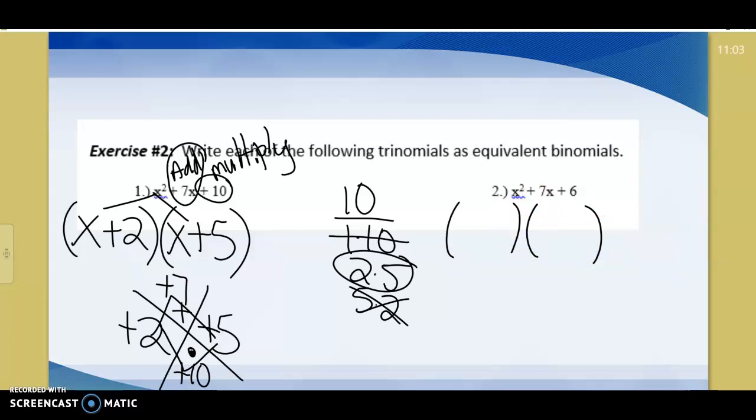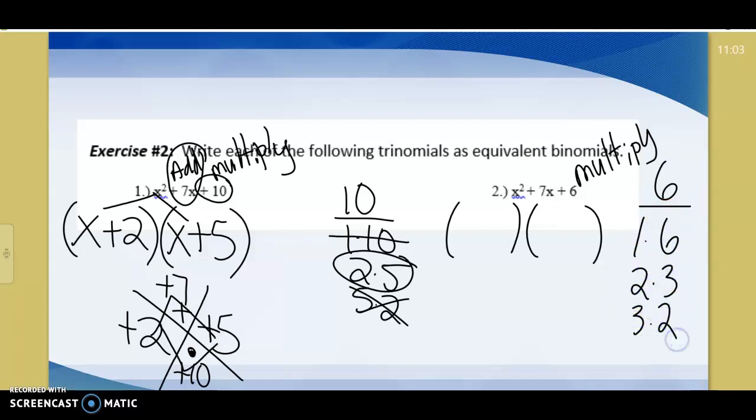I need to factor 6 because the last number is what we multiply to. That's how we came up with that. Now 6, there's only a few ways to multiply to 6. 1 times 6, 2 times 3, 3 times 2 is just the repetition of the one before it, so we're not going to use that.